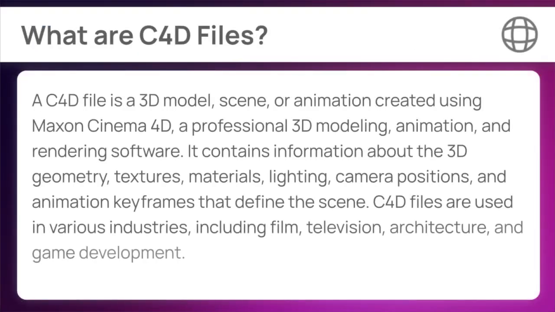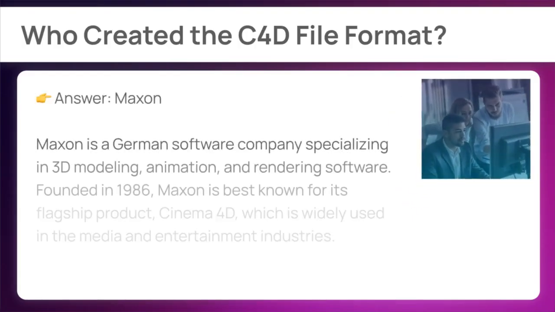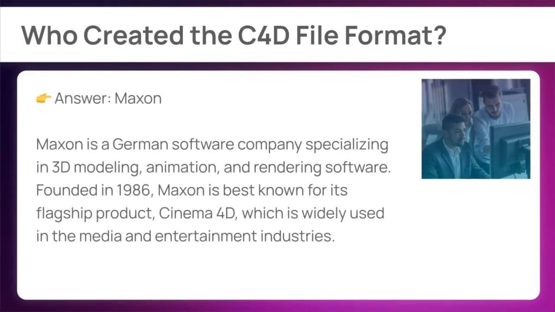A C4D file is a 3D model, scene, or animation created using MAXON Cinema 4D, a professional 3D modeling, animation, and rendering software. It contains information about the 3D geometry, textures, materials, lighting, camera positions, and animation keyframes that define the scene. C4D files are used in various industries, including film, television, architecture, and game development.